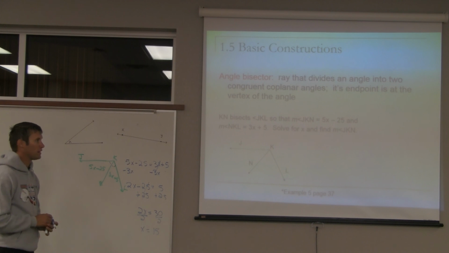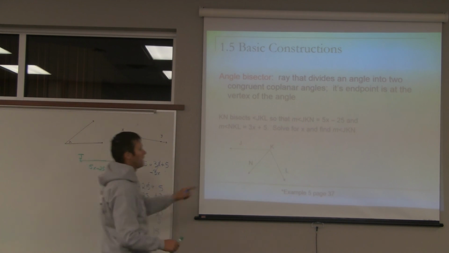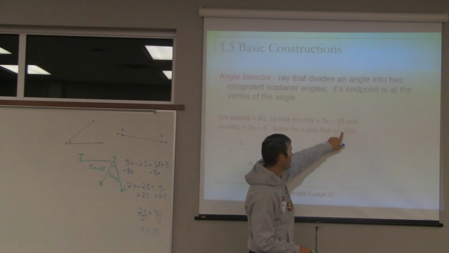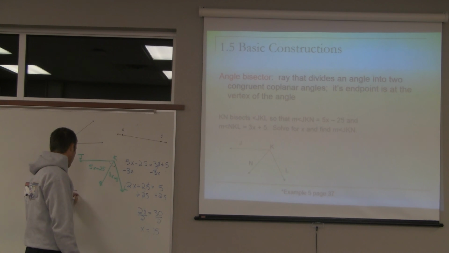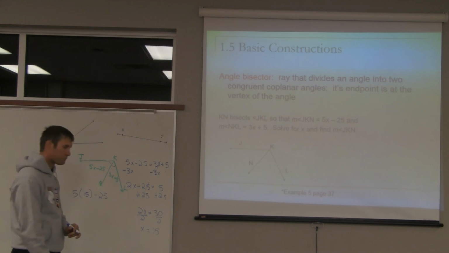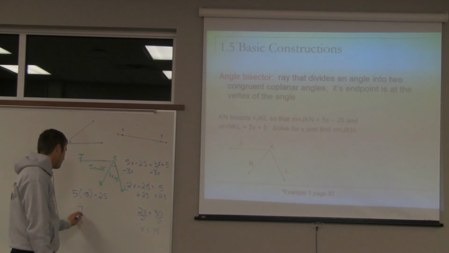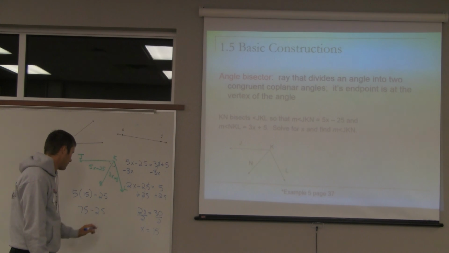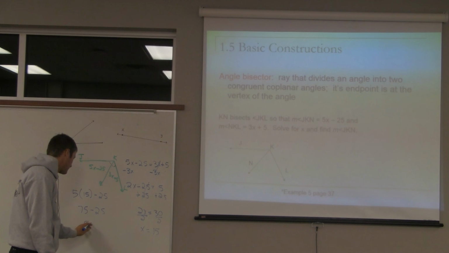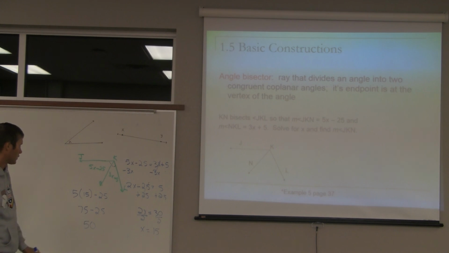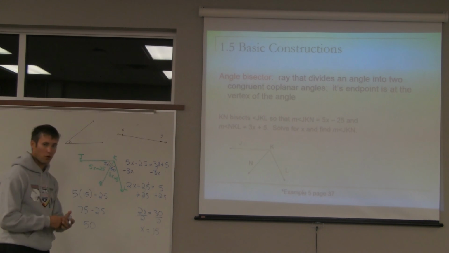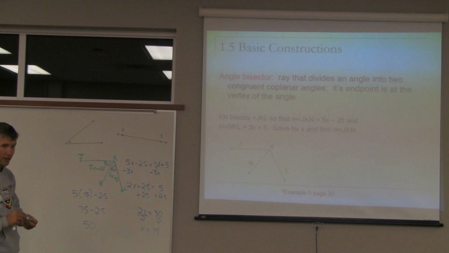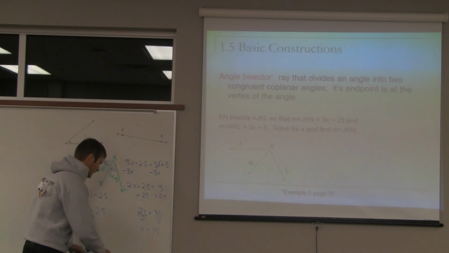If they said, what is the measure? And again, it does ask. So we solve for x. X is 15. Find the measure of JKN. So if I want to find the measure of JKN, then I would go 5 times 15 minus 25. 5 times 15 is 75, minus 25 is 50. So this angle right here is 50 degrees. This angle right here would be 50 degrees. So the whole angle would be 100 degrees. So that's how you do it. Angle bisector just means it cuts it in half.